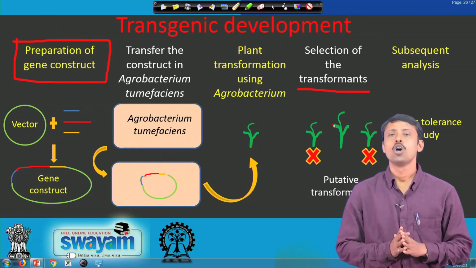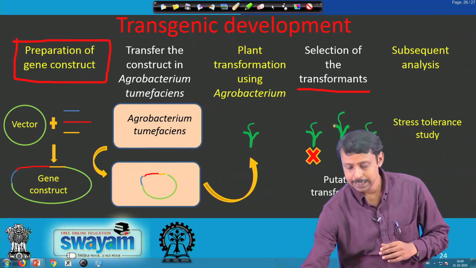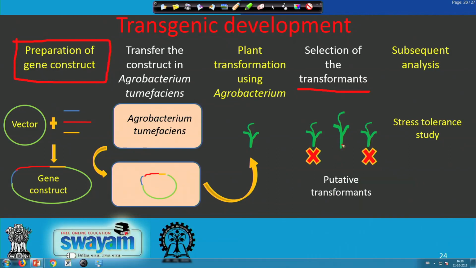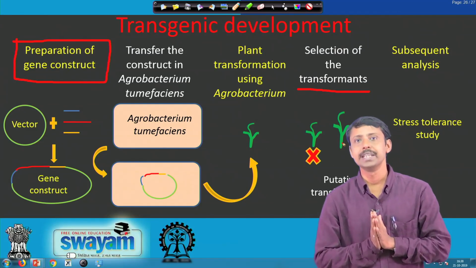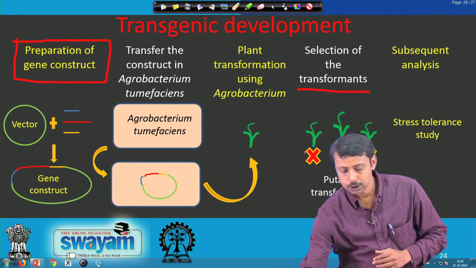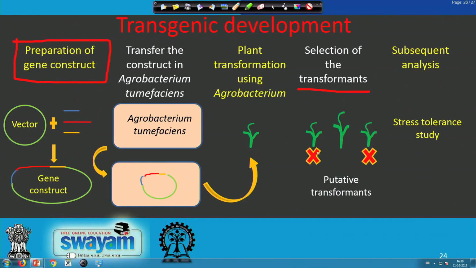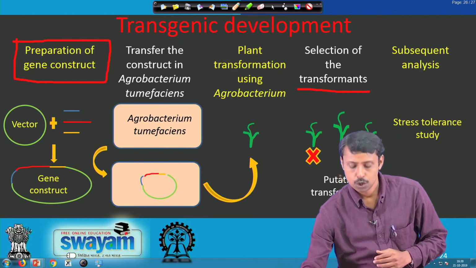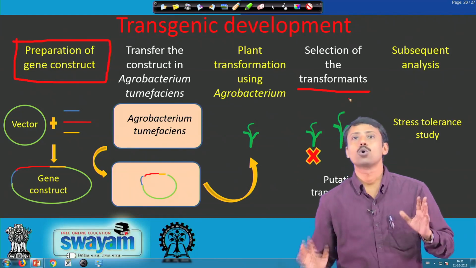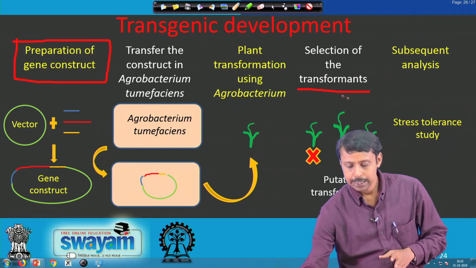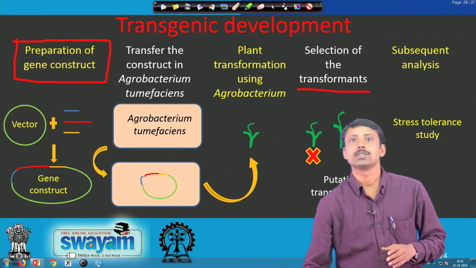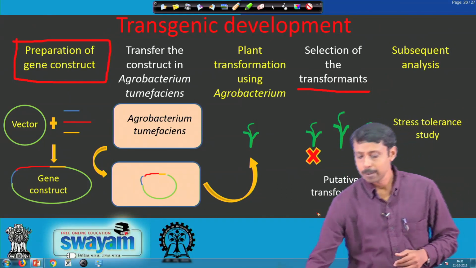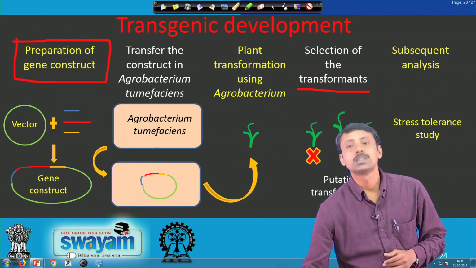then the plants which acquire those plasmids can be grown in kanamycin media. So, the rest of the plants which do not have the kanamycin resistant gene will be killed, but the plants which have the resistant gene, which is coming from our construct, will gradually grow and survive. So, in this way we can get the putative transformants, and thereafter we have to do the subsequent analysis.